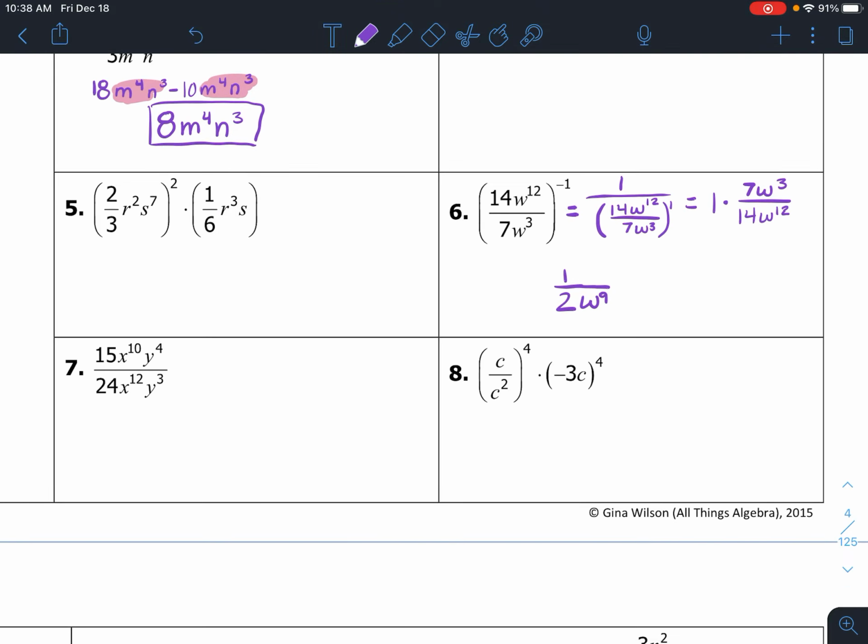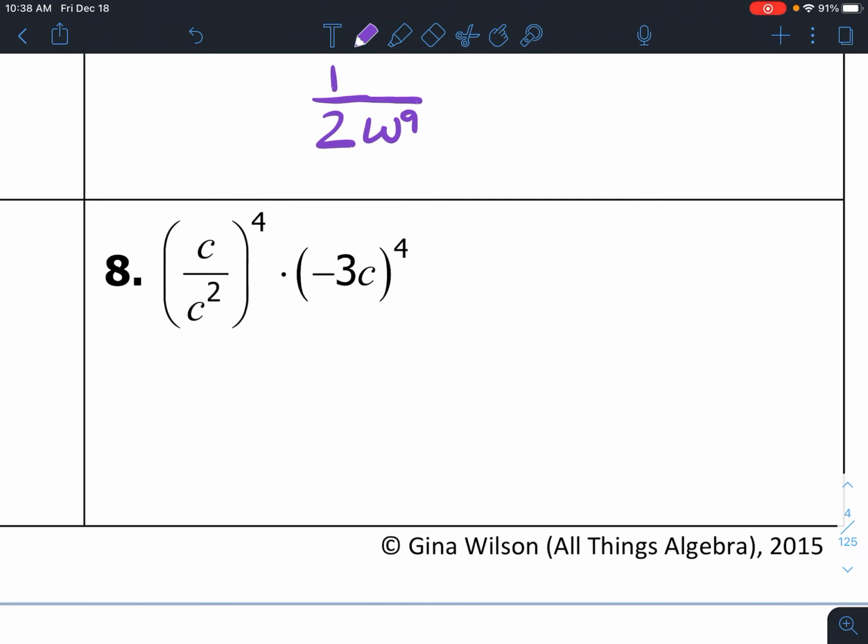Okay, let's do number 8. So I have c over c squared all to the 4th times negative 3c to the 4th. So whenever you have something to the 4th, everything in there gets raised to the 4th power. So you're going to have c to the 4th over, and then c squared to the 4th, you multiply those exponents, so you get c to the 8th. Times negative 3 to the 4th, and then c to the 4th.